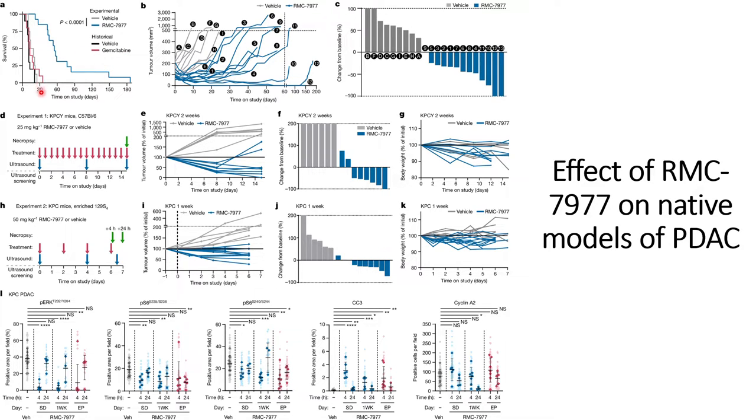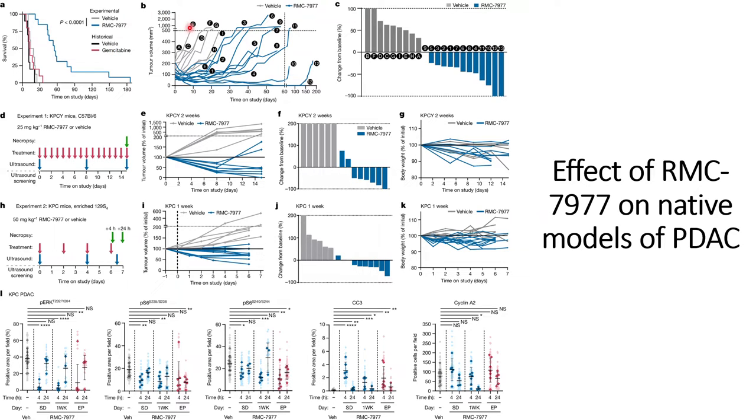Its survival comes to be near about 30 days, whereas when RMC-7977 is used it comes to a maximum of around 180 days, and the gemcitabine result is more closely aligned with the vehicle, that is, it does not have too much impact.